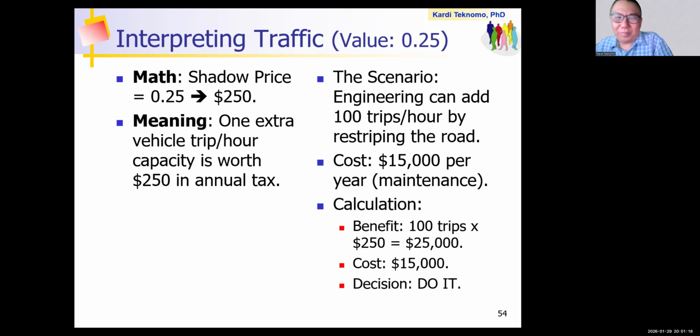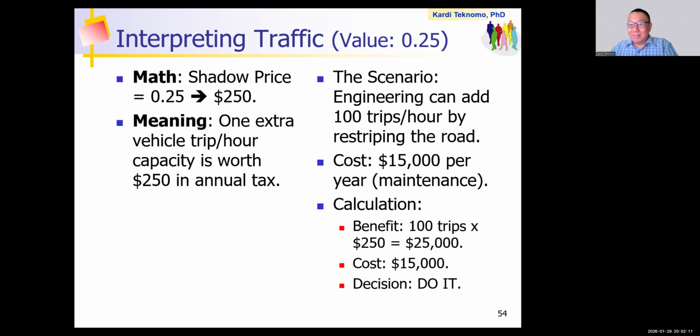This sounds low, right? But remember, the road handles hundreds of cars, doesn't it? So if you add 100 trips per hour, that's 100 times 250, which easily becomes $25,000 of value. After you compute the cost of building the road, it costs 15,000 to widen the road. The cost is 15,000, but the benefit is it will improve by 100 trips per hour, so that means 25,000. 25,000 is larger than 15,000, isn't it? So the project is approved.